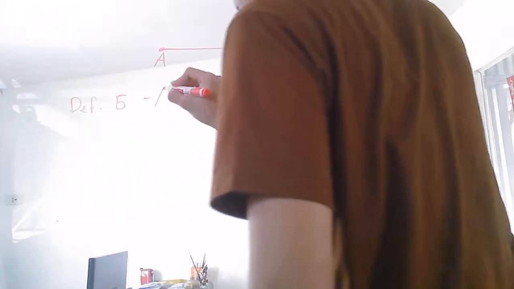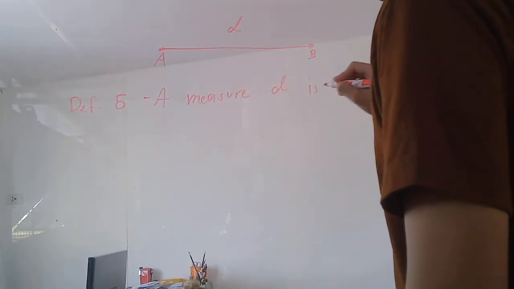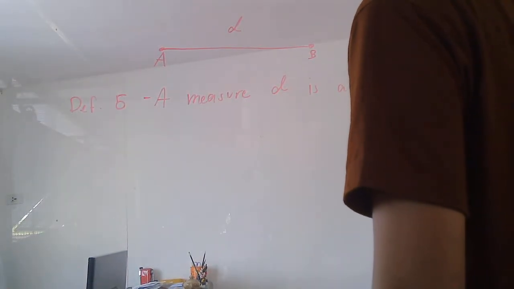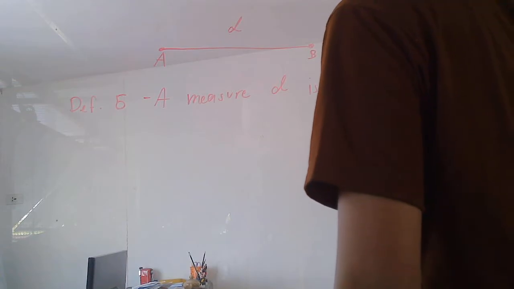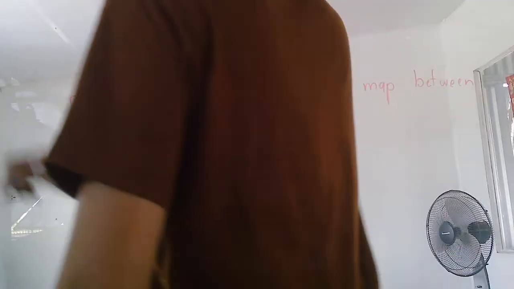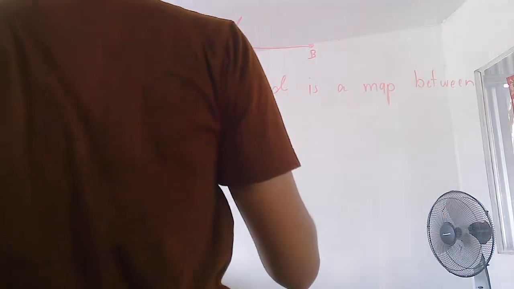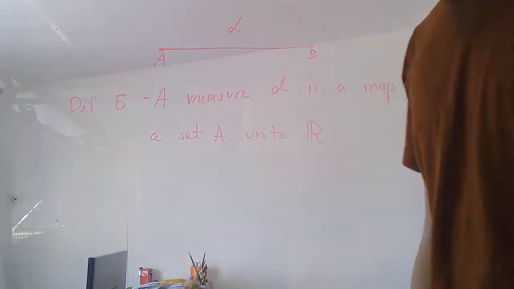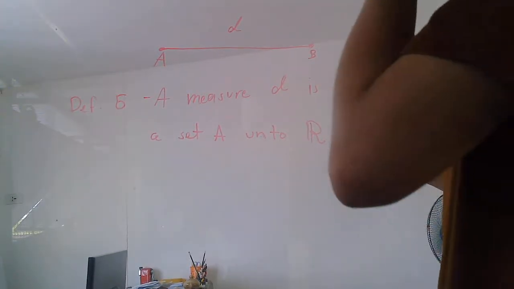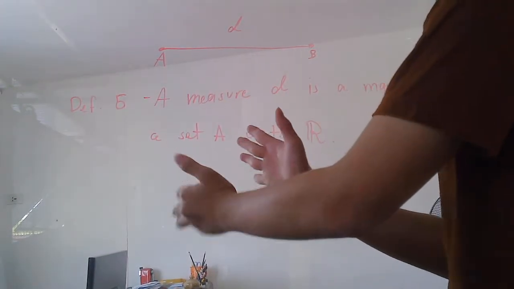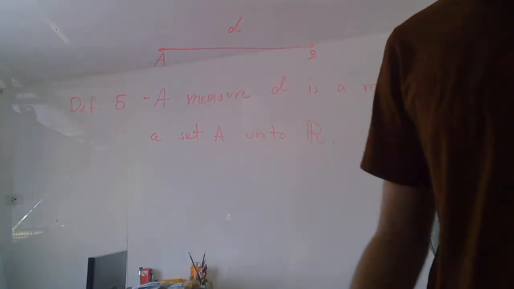A measure D, or a metric, is a map between a set A onto R1 space. So essentially, what D does is associate members of A to a number, a real number.